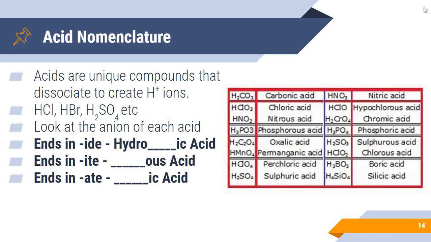If it ends in "ite," then it becomes OUS acid. So nitrous acid is a good example. If it ends in "ate," ends in "ic," acid. So if it ends in "ate," like it has a sulfate ion, H2SO4, sulfuric acid.